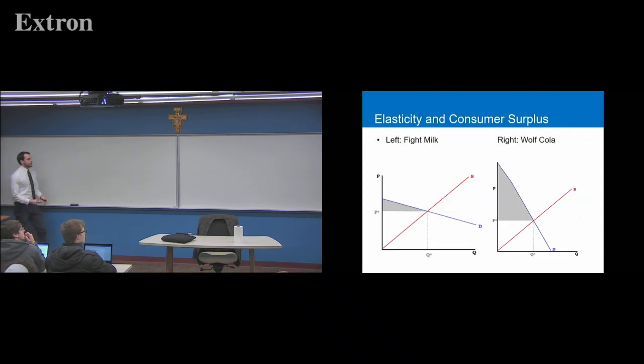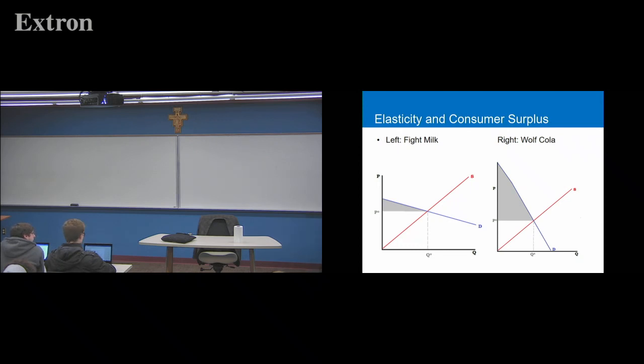So on the left, we have Fight Milk, very elastic demand, very sensitive to price, because there's a number of substitutes for them. So the consumer surplus is the area between the demand curve here and the price. So it's this little triangle right there. Now for Wolf Cola, because there's not a lot of substitutes for it, it is a much more inelastic demand curve.